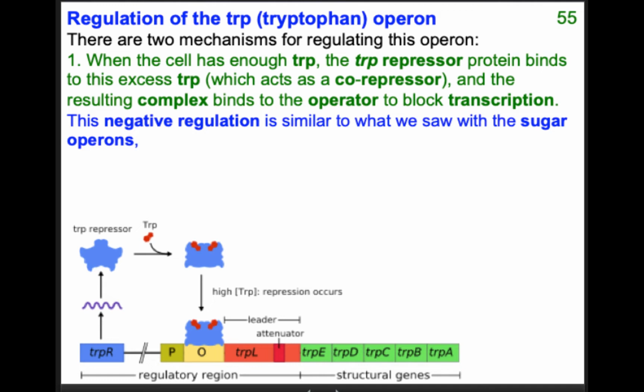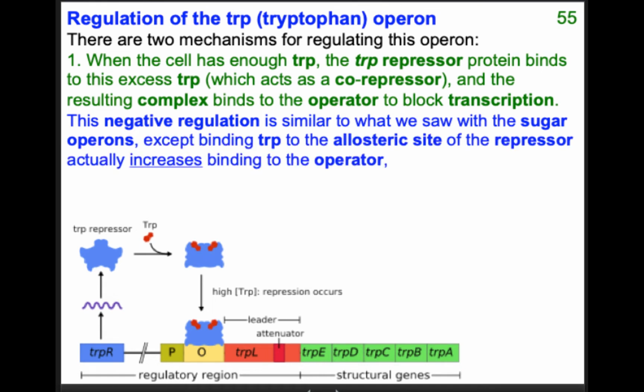But the difference is that with the lac operon, adding the sugar makes the protein come off. This is the other way around. When there's tryptophan around and it binds to the repressor protein, this is what actually makes it bind onto the DNA even more strongly. Okay, so when tryptophan binds to the allosteric site here of the repressor protein, it increases its affinity for DNA at the operator sequence instead of decreasing it. So lactose makes the repressor come off, tryptophan makes this repressor go on the DNA.